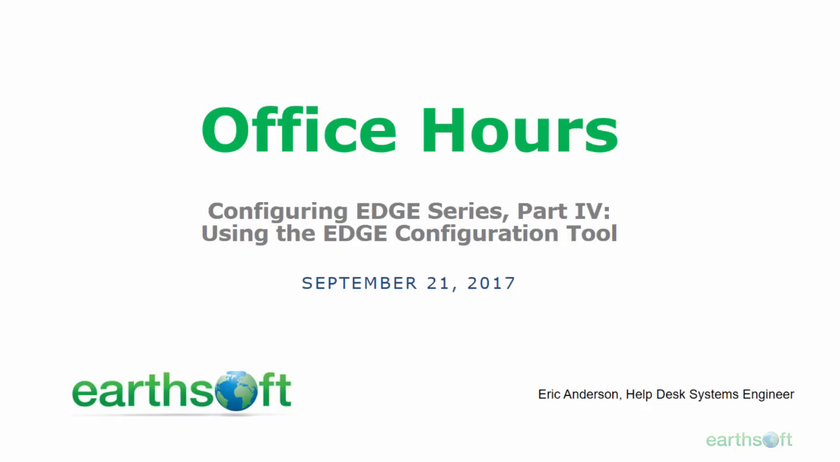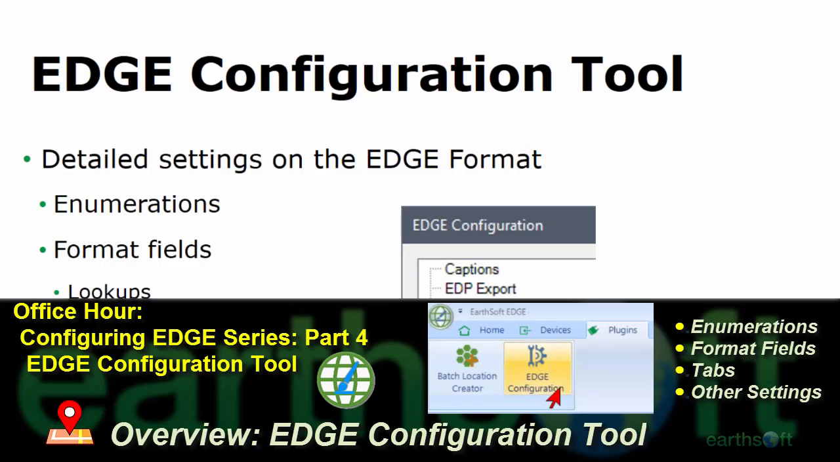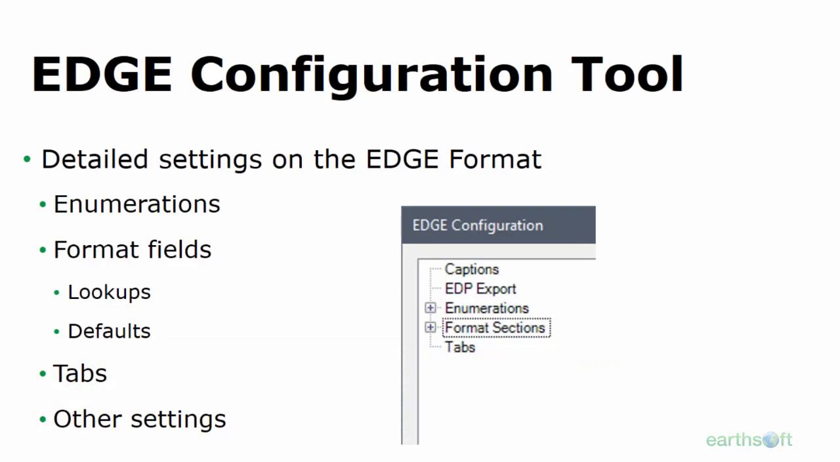Now the Edge configuration tool builds on the rest of what we've been talking about in our 4-part series. For those of you who have been joining us for the past series, you might find that we will talk about some of the same things that we've mentioned previously. The Edge configuration tool, in a nutshell, gives us more detailed settings on the Edge format itself. By Edge format, I mean the definition of what data fields are available in Edge and where they will map in the Equus database.